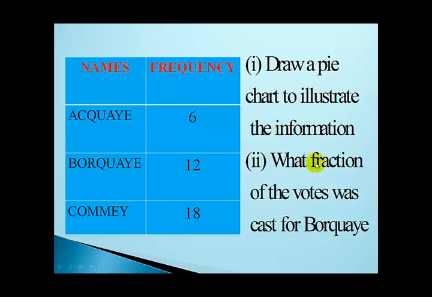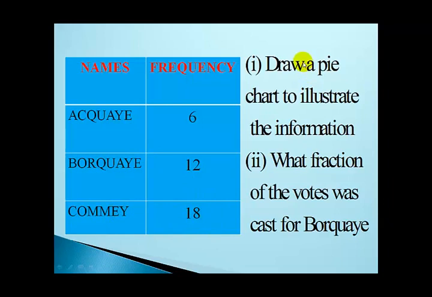What fraction of the vote was cast for Bokwe? So from the table we have the names and the frequency. Akwe's frequency is 6. That means that the number of votes cast for Akwe is 6. Bokwe's frequency is 12, so the number of votes cast for Bokwe is 12. And Kome's frequency is 18, so the number of votes cast for Kome is 18.